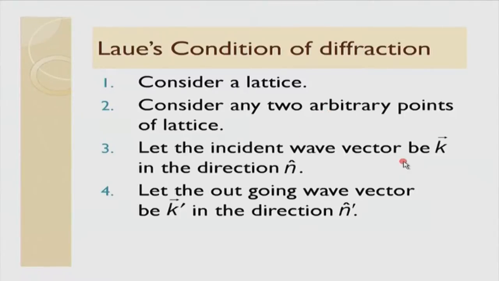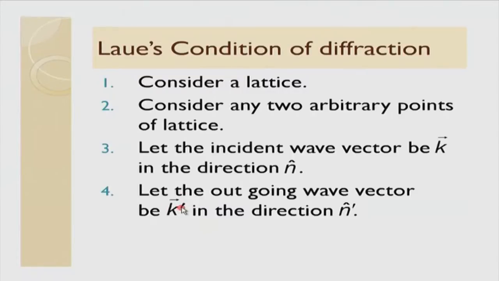Whatever the direction of the incident X-ray beam, I call this k. So its magnitude is 2 pi by lambda, and it is in the same direction as the incident X-ray. So the wave vector of the X-ray is considered as k. And a unit vector in this particular direction, remember a unit vector does not have a dimension, is written as n hat or n cap. Now similarly, if we are getting a diffracted beam in a particular direction, that is going to be written as vector k prime.